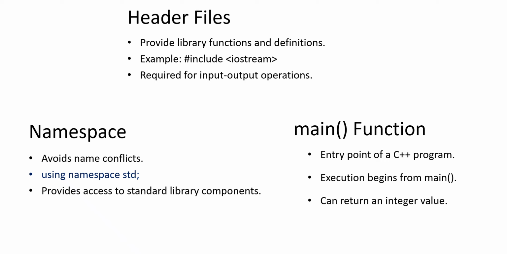The main function is the entry point of every C++ program. Execution always begins from main. It can return an integer value to the operating system, usually 0, which indicates successful execution. Without the main function, a C++ program cannot run.